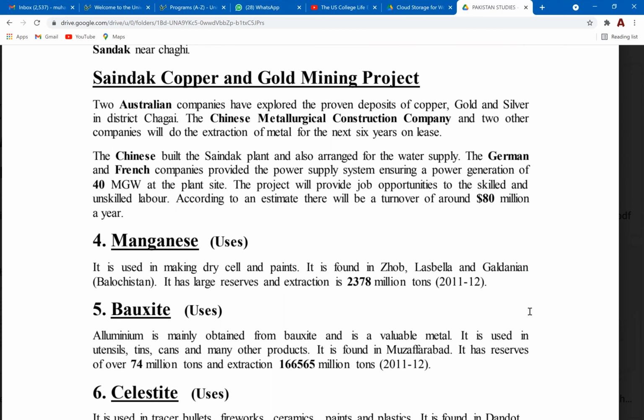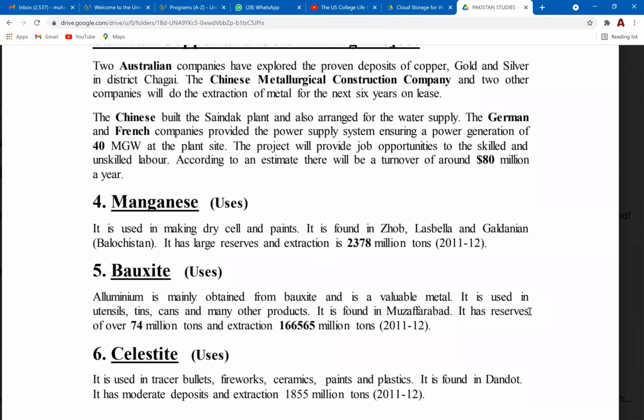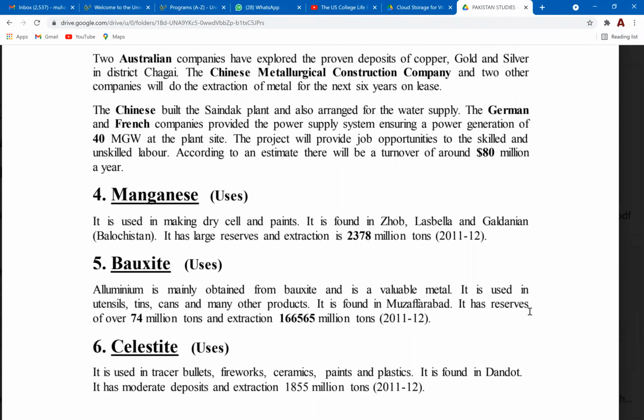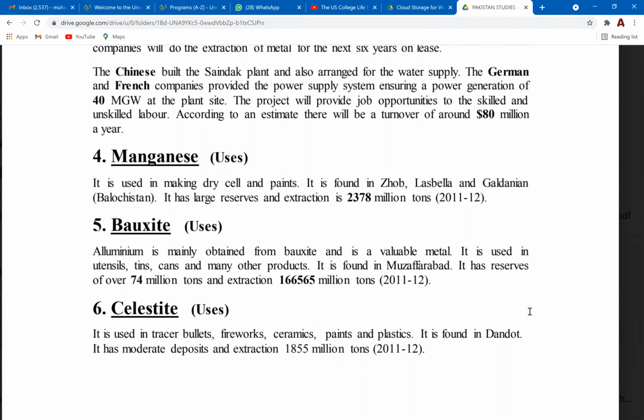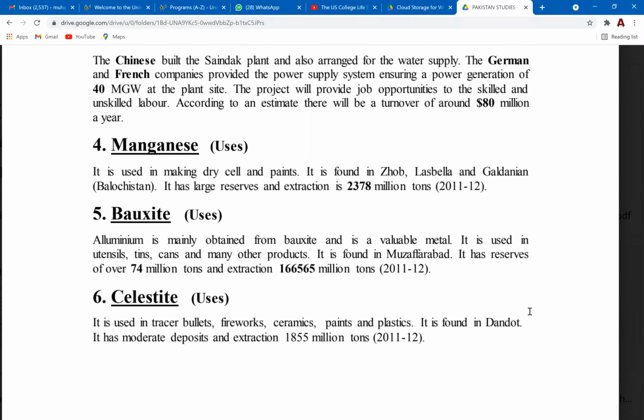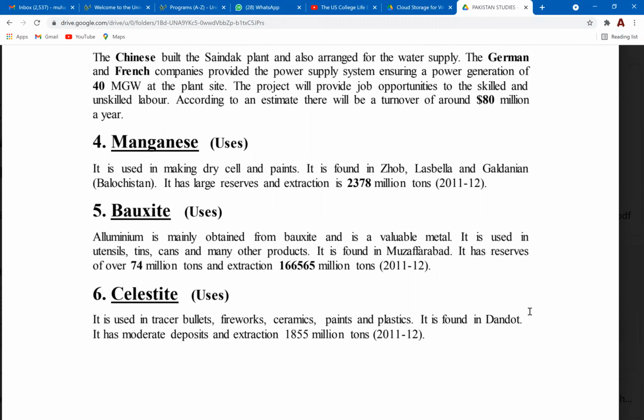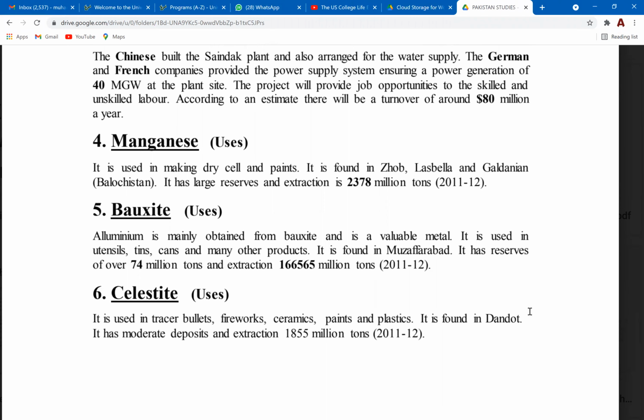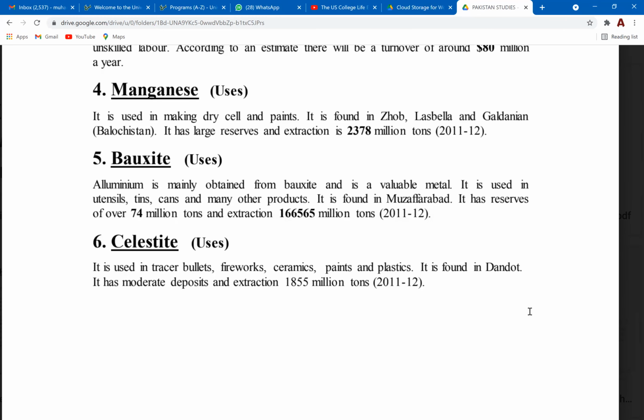So this Chinese metallurgical construction company and two Australian companies explored these deposits of copper, gold, and silver in Balochistan. And then they built this plant known as the Saindak plant. Later on, this plant was further developed with the assistance of German and French companies who provided water and power supplies. And this plant is basically used for the generation of power. 40 megawatts of power is generated per year at this plant site. And yeah, so this is why this project is very, very important.